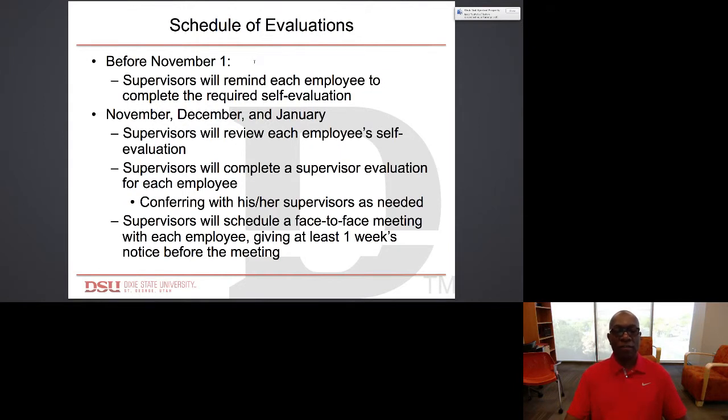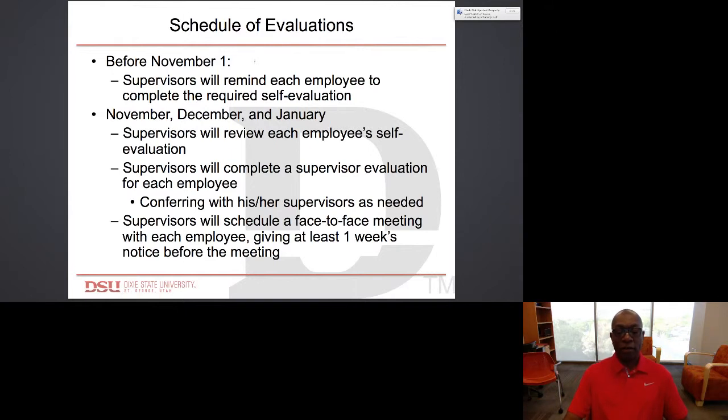Schedule of evaluations. Before November 1st, supervisors will remind each employee to complete the required self-evaluation. November, December, and January, supervisors will review each employee's self-evaluation. Supervisors will complete a supervisory evaluation for each employee, conferring with his or her supervisors as needed.